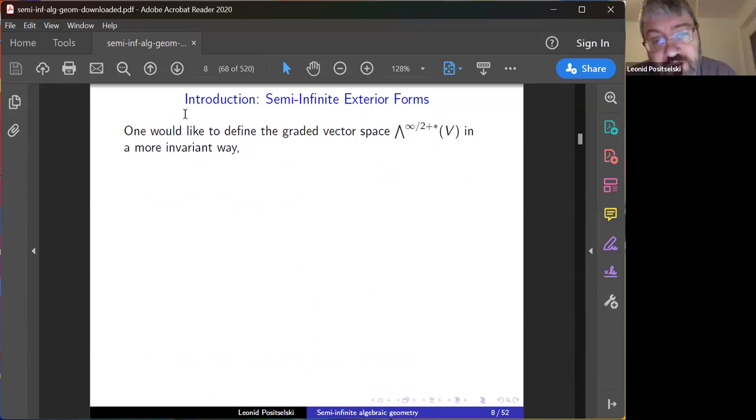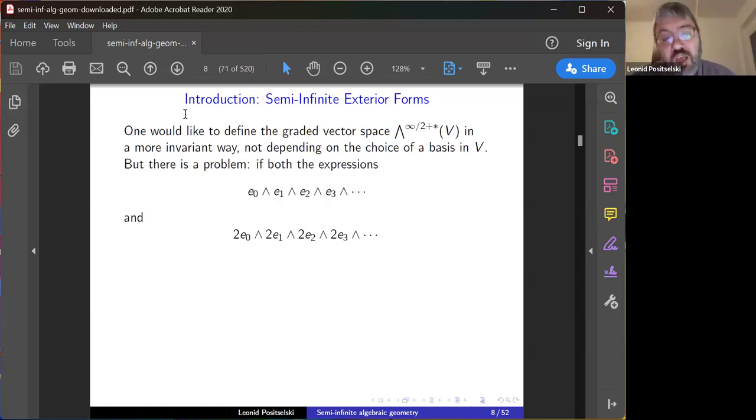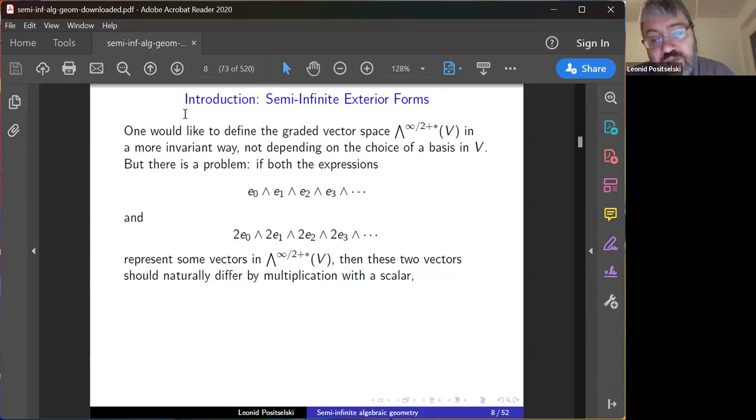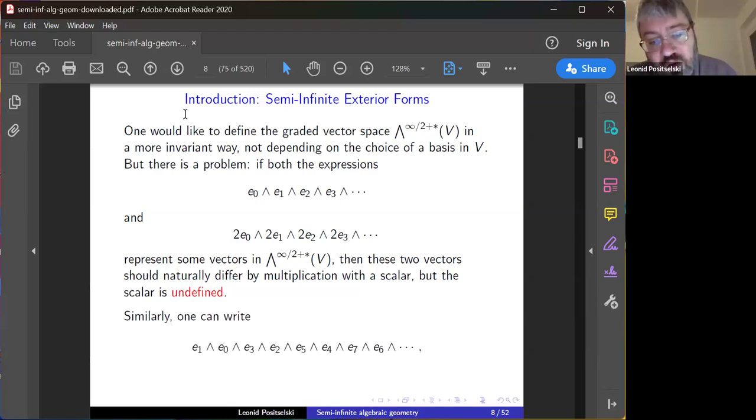One would like to define the graded vector space Lambda^{infinity over 2 plus star}(V) in a more invariant way, not depending on the choice of a basis in V. But there is a problem. If both the expressions e_0 wedge e_1 wedge e_2 wedge e_3 wedge etc., and 2e_0 wedge 2e_1 wedge 2e_2 wedge 2e_3 wedge etc., represent some vectors in the space of semi-infinite forms, then these two vectors should naturally differ by multiplication with a scalar. But the scalar is undefined because you cannot take the infinite product of the scalar 2.